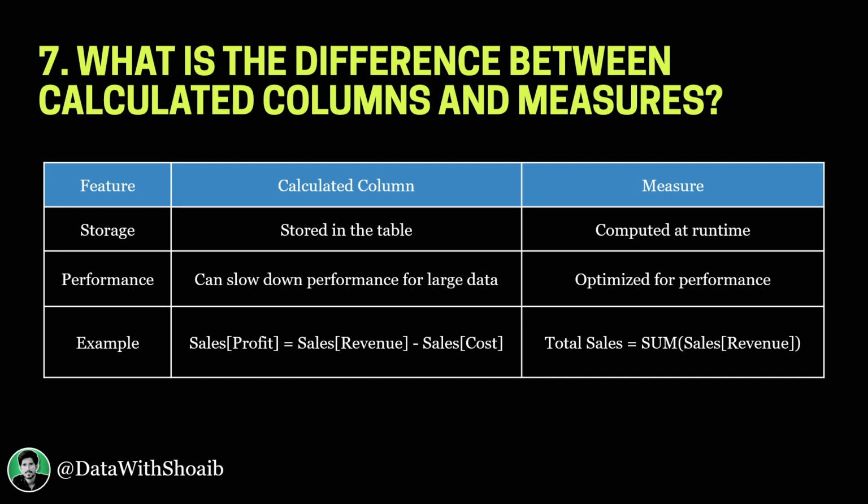Regarding performance, a calculated column can slow down performance for large data because it needs to do the calculation for each row in the table. A measure is optimized for performance because a measure is mainly used for aggregations. An example of a calculated column is calculating profit using revenue and cost columns. An example of a measure is calculating total sales. Let's go to the next question.